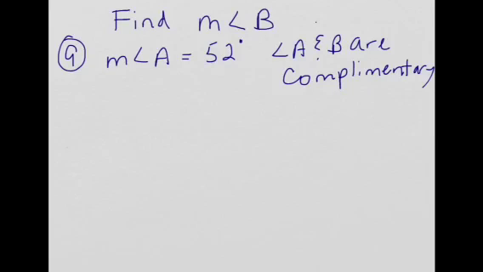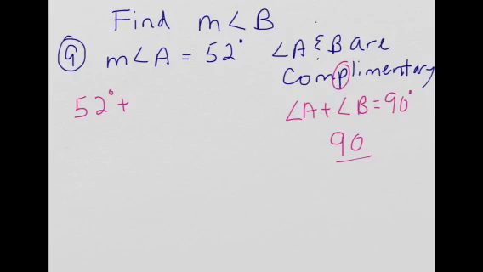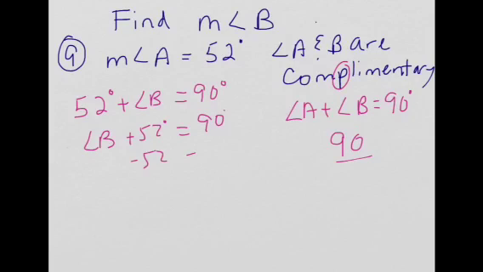Find b. If a and b are complementary, that means that angle A plus angle B is equal to 90 degrees. Remember we said you could take that P, flip it around backwards, and that would give you the 9 in 90. So we're going to have 52 degrees plus angle B is equal to 90. So angle B plus 52 degrees is equal to 90. Zero pair out the 52. So you're going to have the measure of angle B is going to be 38 degrees.